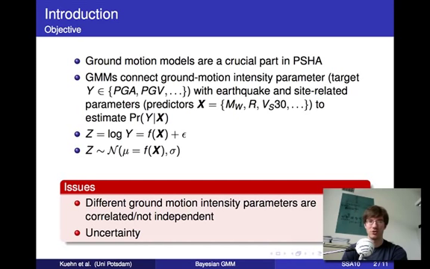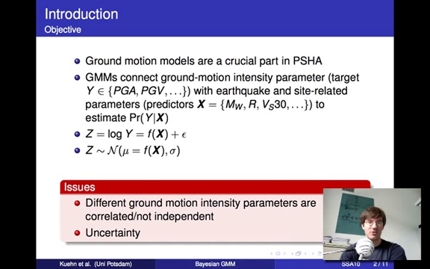And just for an introduction, you probably all know that ground motion models are very important for probabilistic seismic hazard analysis. And for a ground motion model, we usually assume that the logarithm of some ground motion parameter, for example PGA or PGV, is distributed normally with a certain mean, which is a function of some predictor variables such as magnitude, distance, VS30, focal mechanism, and standard deviation sigma. And in the following we will call the logarithm of our ground motion parameter Z.